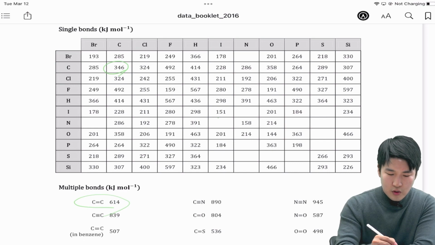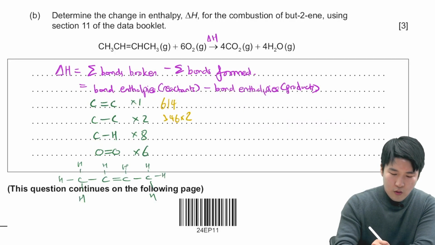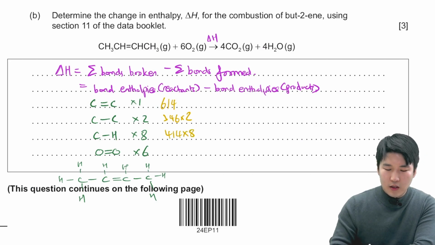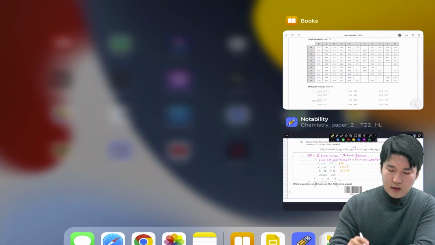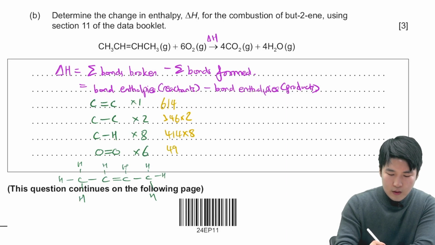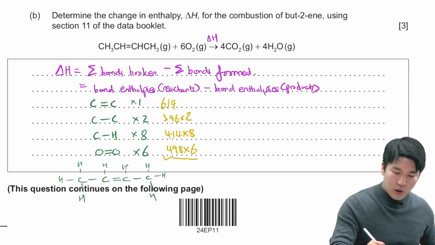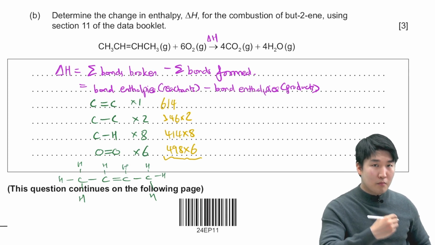Carbon to hydrogen is right here, 414, 414 times 8. Finally, oxygen to oxygen, 498. The sum of the 4 values would be our reactant bond enthalpies.